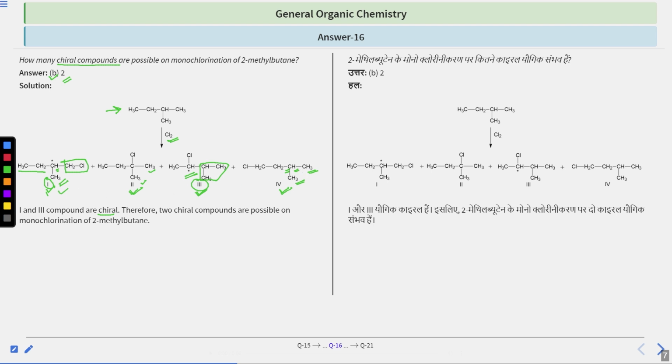So only the first and the third compound are our chiral compounds. Therefore, 2 chiral compounds are possible on the monochlorination of 2-methylbutane. Okay, that's why we have the correct answer as 2 in option B. Okay, now let's move on to the next question.